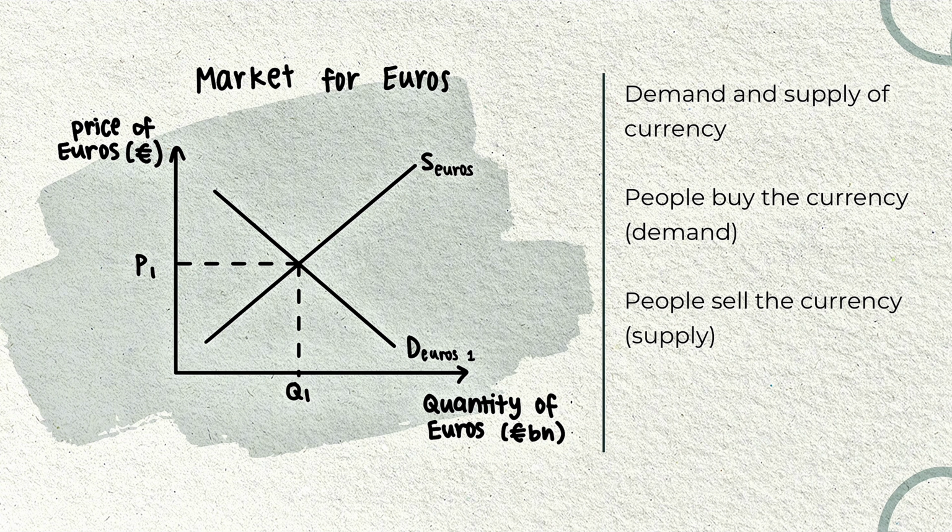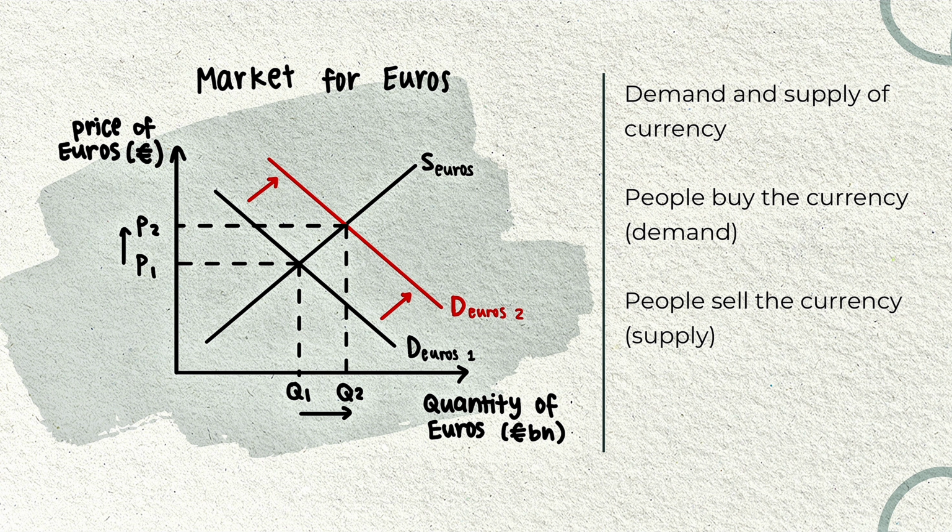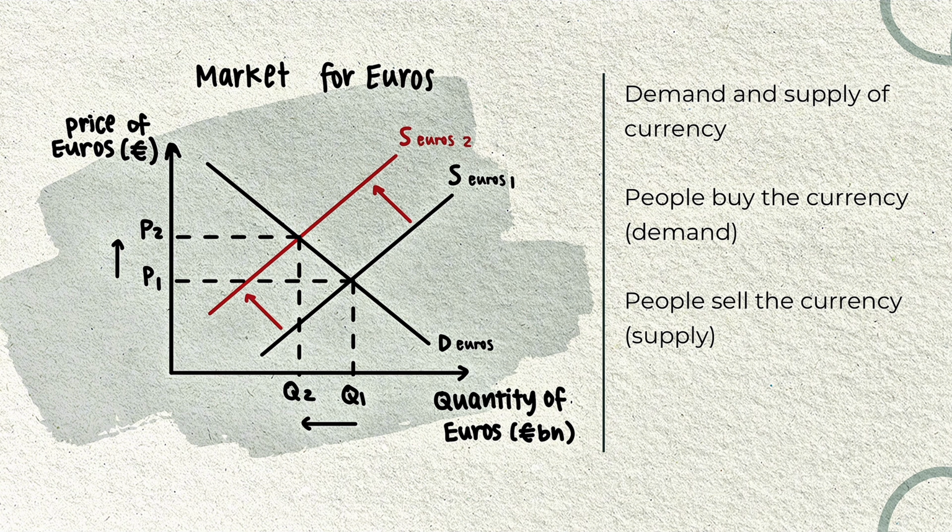Firstly, we need to look at the market equilibrium. As there is a limit to most currencies, they are all subject to the demand and supply mechanics. For my example, here is a demand and supply diagram for the market for euros. When people buy a lot of the currency, demand shifts from D Euro 1 to D Euro 2. Or when people decide to sell the euro, supply will shift from S Euro 1 to S Euro 2.